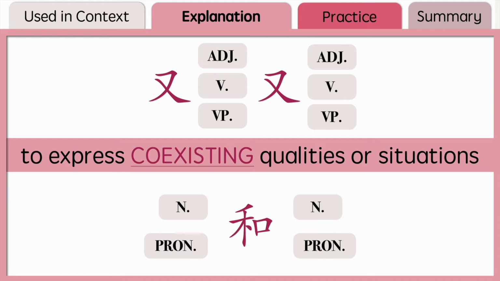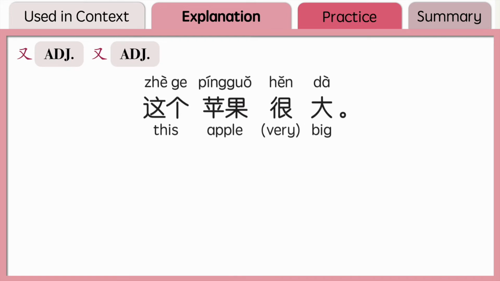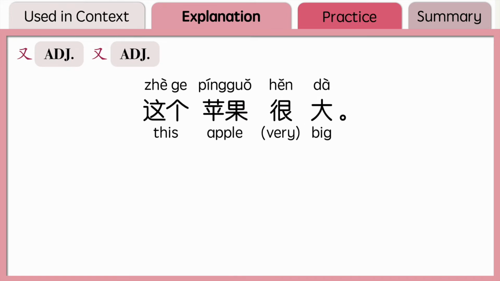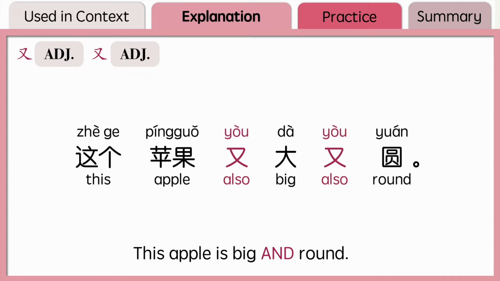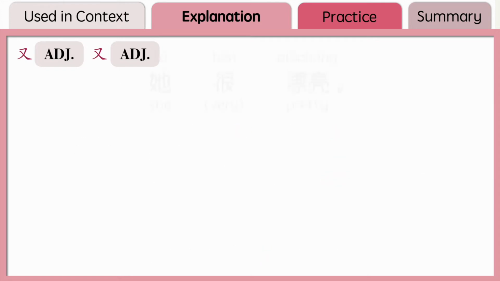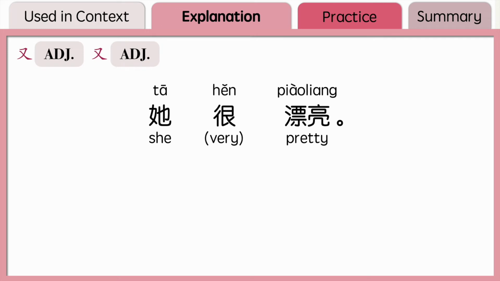In terms of yo-yo structure, what you want to know is that it not only works with adjectives, but also works with verbs or verb phrases. Let's look at the examples one at a time. 这个苹果很大。This apple is big. 这个苹果很圆。This apple is round. If you want to say, this apple is big and round, you can use yo-yo structure to connect the adjectives. So you can say, 这个苹果又大又圆。She is pretty.